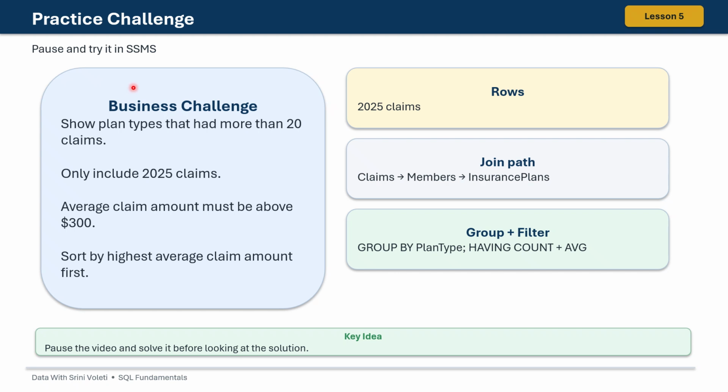Before writing the query, think like a data analyst. Which rows do we need? Claims from 2025. How do we reach plan type? Claims joins to the members table, and members join to the insurance plans table. How should we group the data? By plan type. What should we calculate? COUNT star for total claims and AVERAGE of claim amount for average claim amount. Which groups should remain? Groups with more than 20 claims and average claim amount above $300. How should we present the result? ORDER BY average claim amount descending.